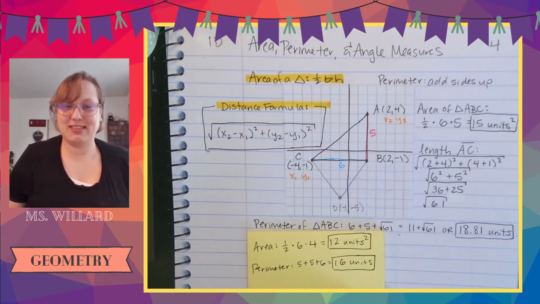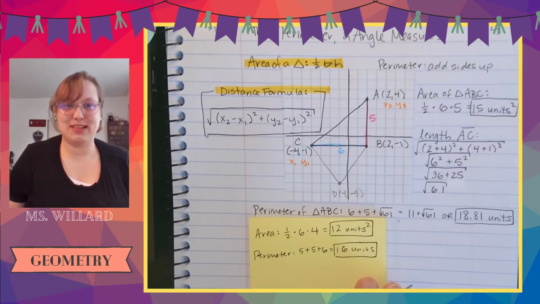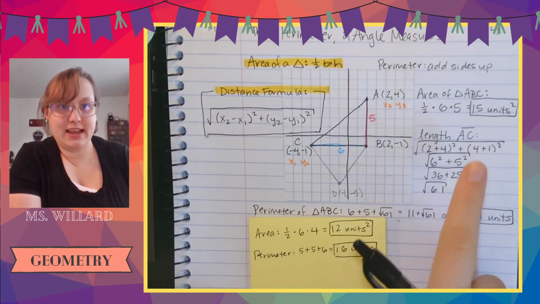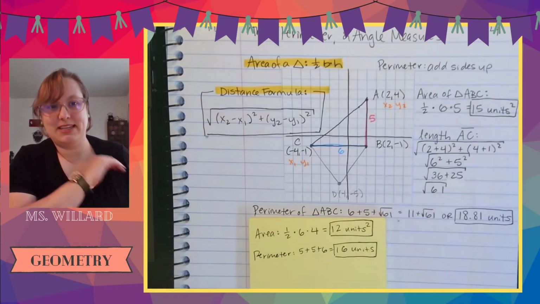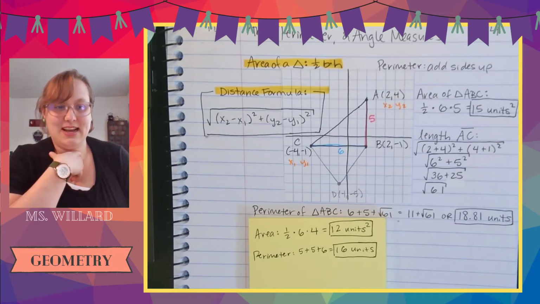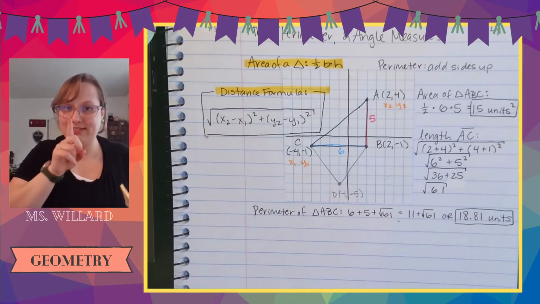If I wanted to find the perimeter or the area of the entire thing, I don't have to do all that math twice. I would just add up 12 and 15, and I would get 27. So that's the total area. So that's perimeter and area. There's one other thing that I have to tell you about.